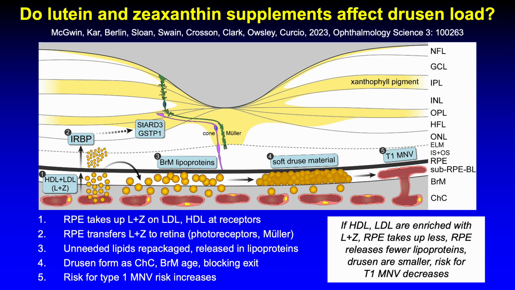So if plasma HDL and LDL are enriched with lutein and zeaxanthin from supplements like the AREDS2 supplement, it's possible that the RPE takes up fewer plasma lipoproteins, it releases fewer lipoproteins of its own synthesis, drusen are smaller as clearing mechanisms catch up, and risk for neovascularization decreases. And this is what was shown in the AREDS2 trial.